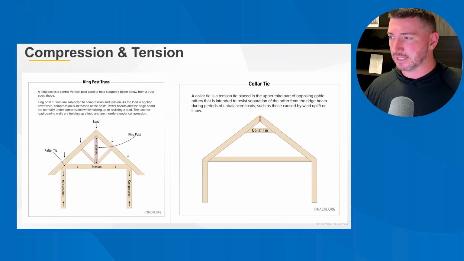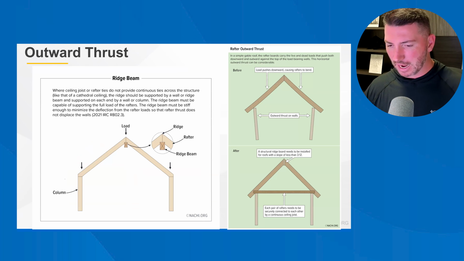Collar tie. That's a tension tie placed in the upper third part of opposing gable rafters that's intended to resist separation of the rafter from the ridge beam during periods of unbalanced loads, such as those caused by wind uplift or snow. So tension forces and compression forces. And then you've got outward thrust.